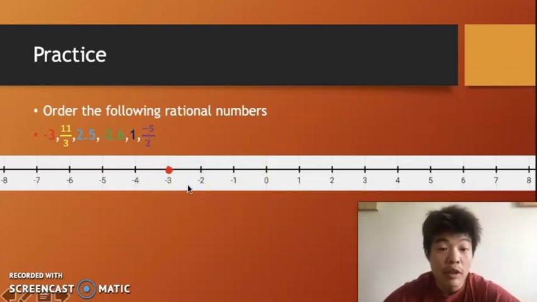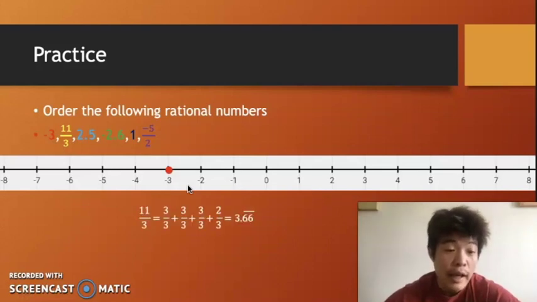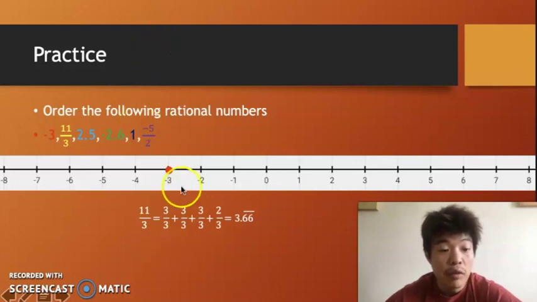Then next we have 11/3, which is in fraction form, so we have to change it from a fraction into a decimal. 11/3 is the same as 3/3 plus 3/3 plus 3/3, because that would give us 9/3, which is the same as 3. When we subtract 9/3 from 11/3, we're left with 2/3. So 11/3 is the same as 3 and 2/3.